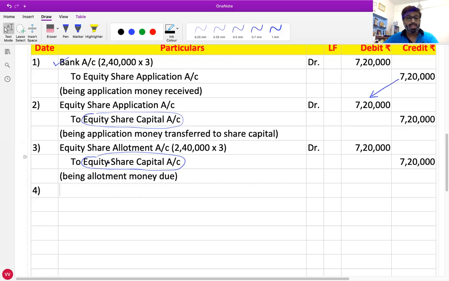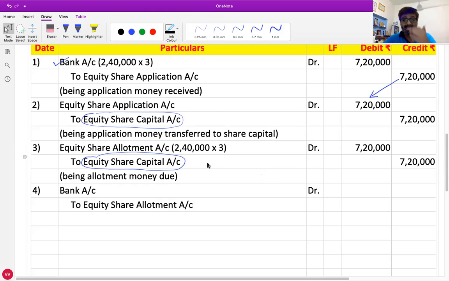Now next entry, fourth entry. So first we transfer to share capital, then we receive it. Then we receive it means bank account debit. All of you write down bank account debit to equity share allotment account. I explain the entry once again. Be attentive.